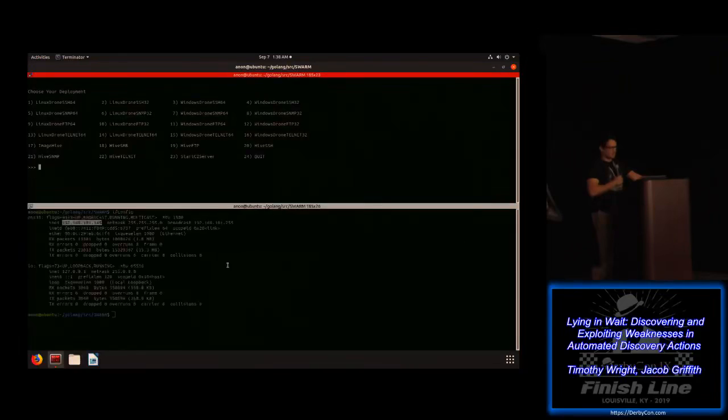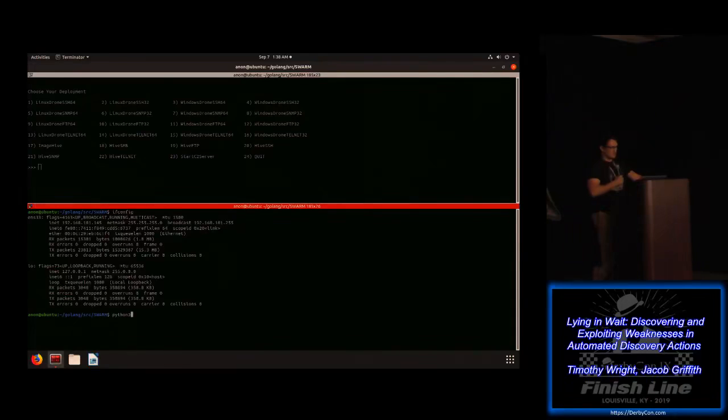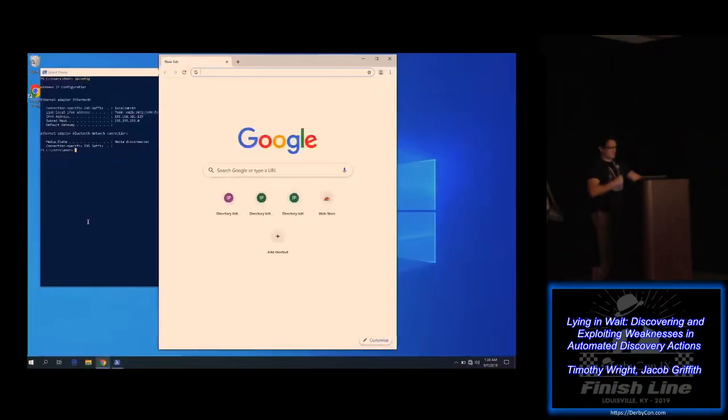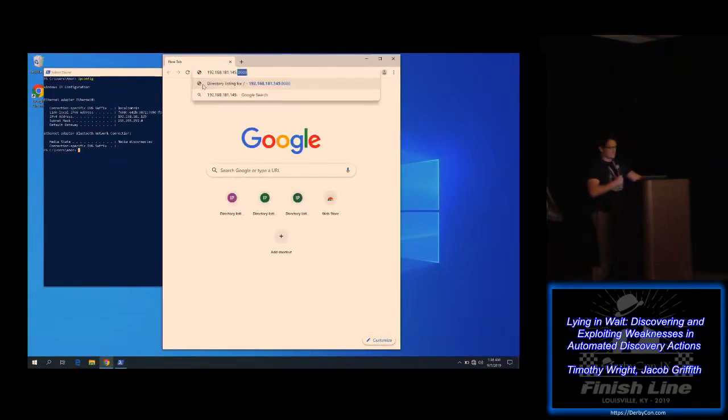Okay, so I chose number 7 for the SNMP Windows listener. Again, I put in the C2 channel that I'm going to be using. It generates the payload. Started the C2 server.